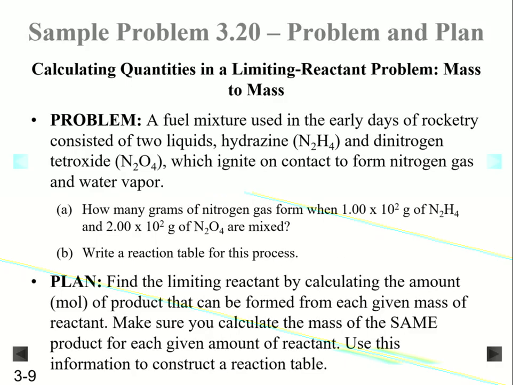Now, the last problem we're going to look at is a limiting reagent problem. So our problem states the following. It says, a fuel mixture used in the early days of rocketry consisted of two liquids: hydrazine, which is N2H4, and we would name that with the IUPAC name dinitrogen tetrahydride, but we'll just call it hydrazine during this problem because that's the common name, like dihydrogen monoxide's water. And the other is dinitrogen tetroxide, which ignite on contact to form nitrogen gas and water vapor.